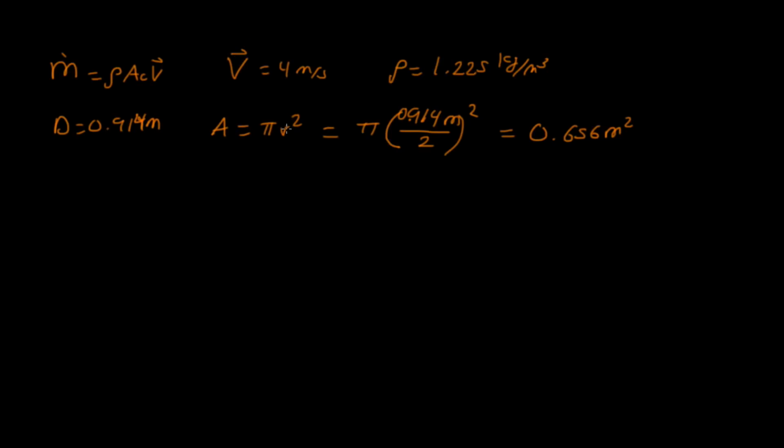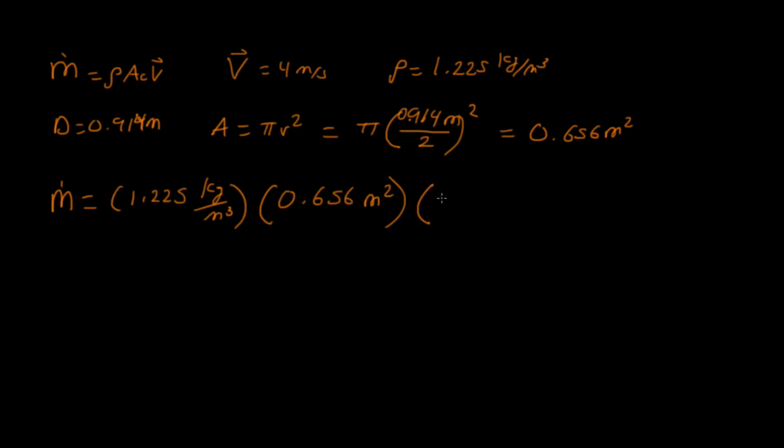I have my cross-sectional area, that's right here, and I have my density. Okay, so I have everything I need now to calculate my mass flow rate. So let's go ahead and do that. All right, so this would be 1.225 kilograms per meter cubed times our area, which is 0.656 meters squared. And our velocity is 4 meters per second. Okay, so let's go ahead and fix the units first.